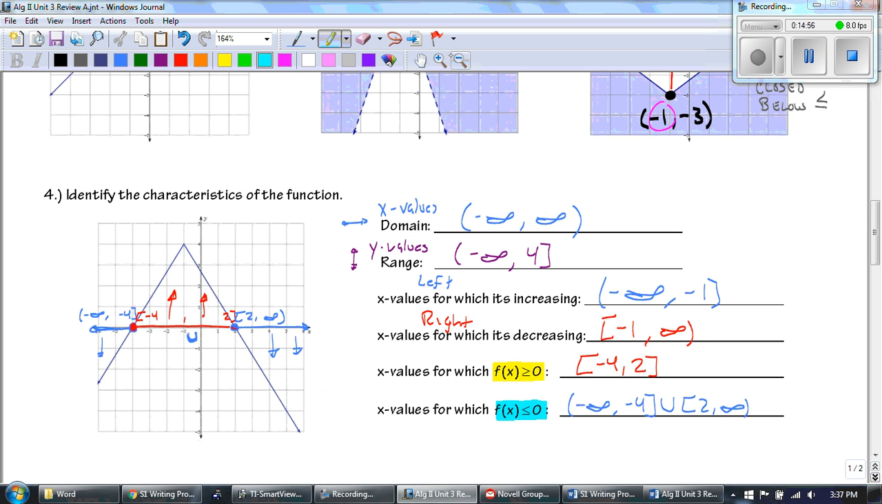All right. Well, we're just going to stop the video real quick. So this will be a 2-part video series. So this is the first page, Unit 3, Review A.